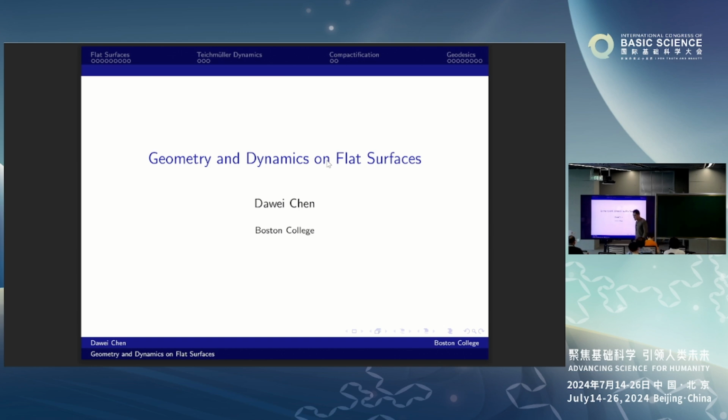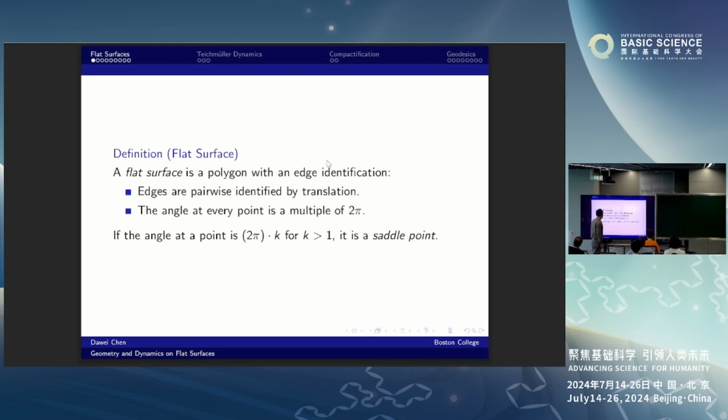So the first half of the talk, I'll give an introduction to this topic. A flat surface in my talk refers to a polygon in the Euclidean plane that satisfies a certain edge identification procedure. I want to identify the edges of this polygon in pairs, where the two edges in each pair are identified by translation. So there are parallel edges, like the same vector in the Euclidean plane, and I glue them by translation. I'll show you some pictures soon.